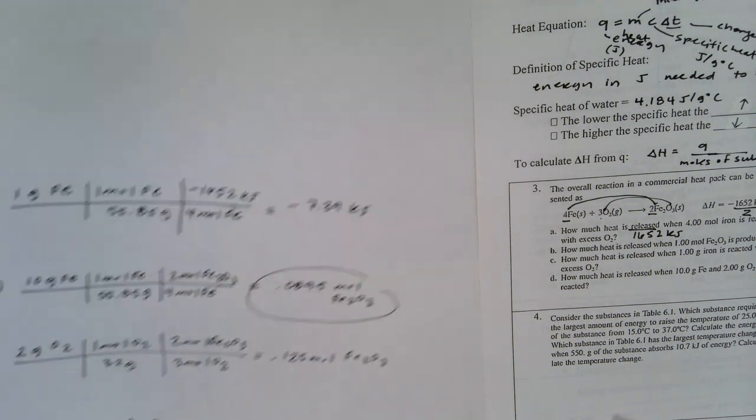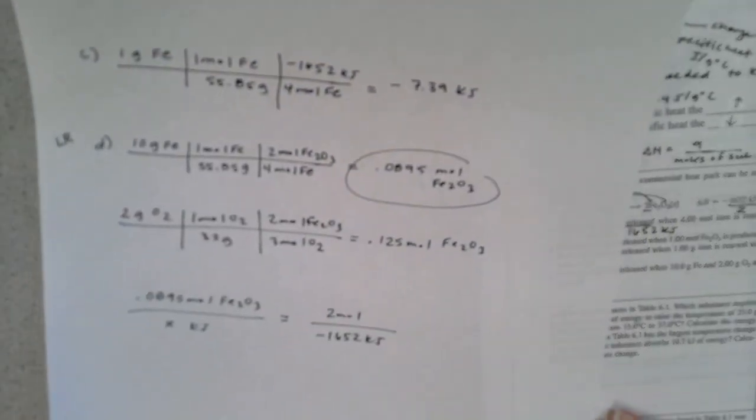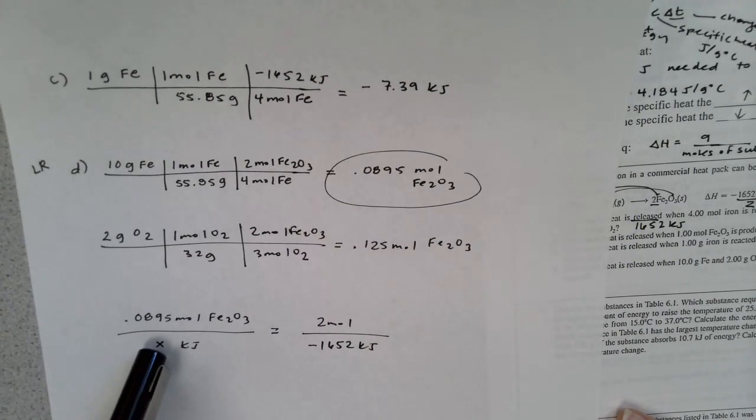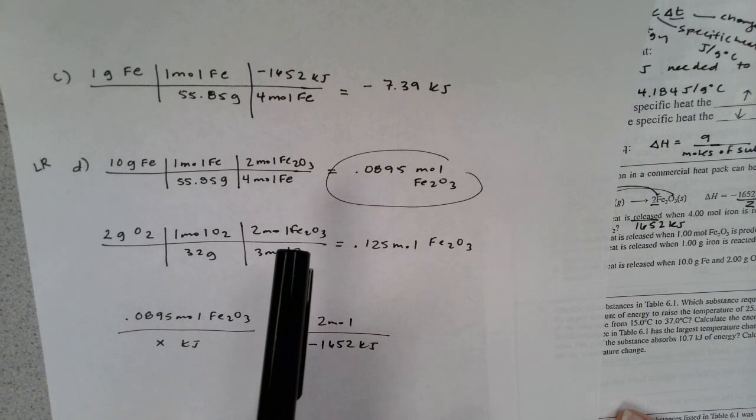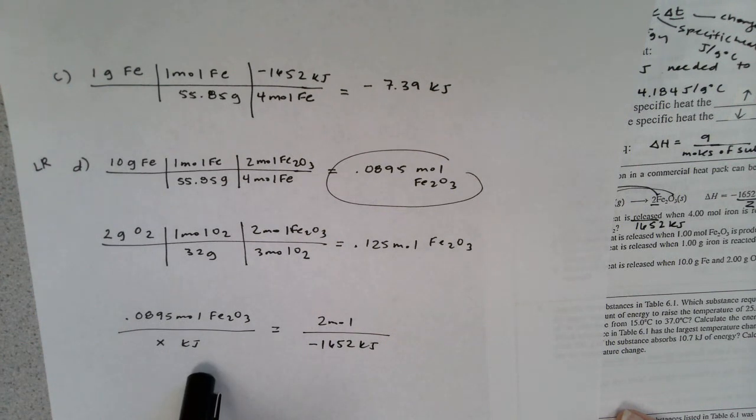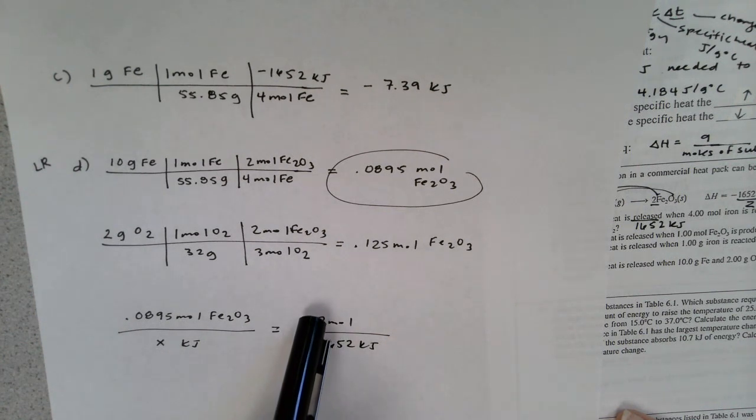Okay. Oh, sorry, I didn't realize you couldn't see that. So you set it up here. We have the moles that we got up here for our limiting reactant per kilojoules we don't know. And then this comes from our reaction. 2 moles is negative 1652.